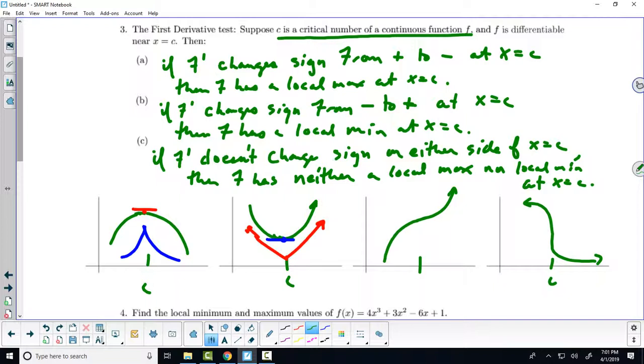So pictures don't justify a proof. Rather, I'm just giving you these pictures to get a warm fuzzy about this. Actually, the proof for this is just a combination of Fermat's theorem and the increasing-decreasing test that we just did.